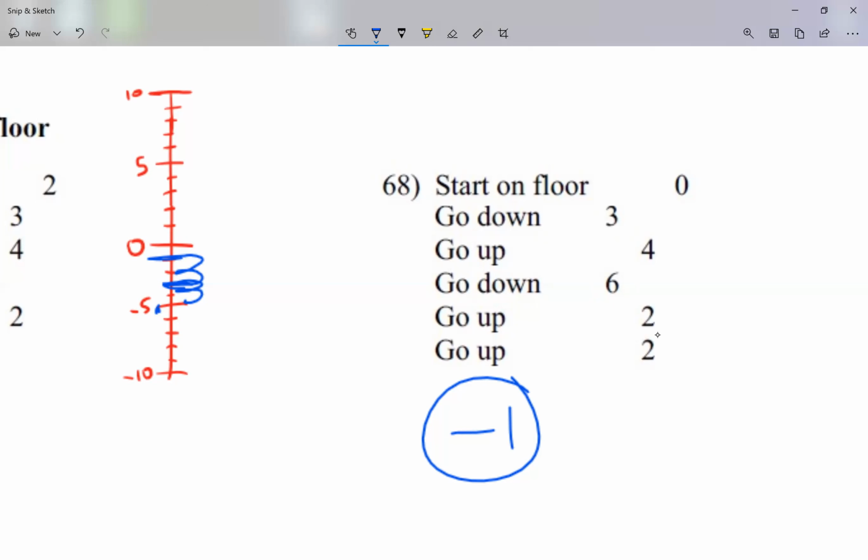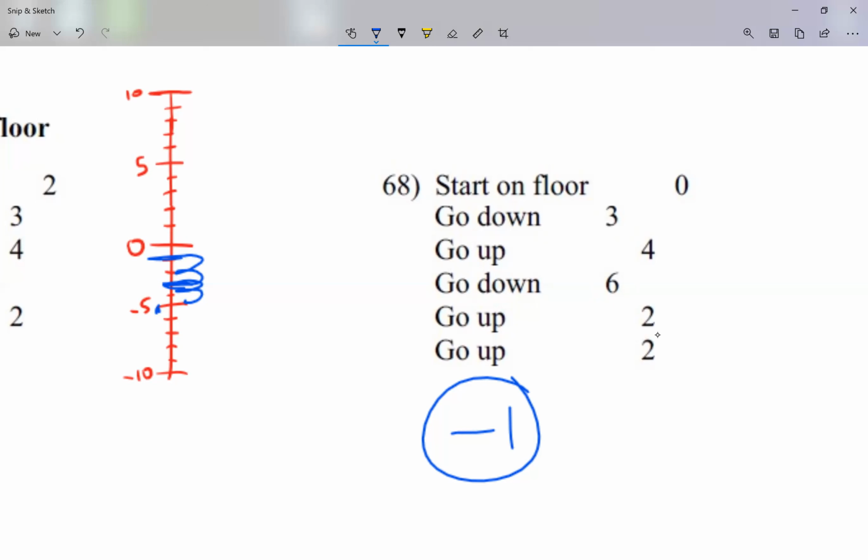I'm going to go down 5: 1, 2, 3, 4, 5. I'm on floor 4 now. I'm going to go up 2. Oh, I went down earlier. Okay, so I went up 2. So I'm on floor 6 now. And then I'm going to go down 3: 1, 2, 3. I finish at floor 3.